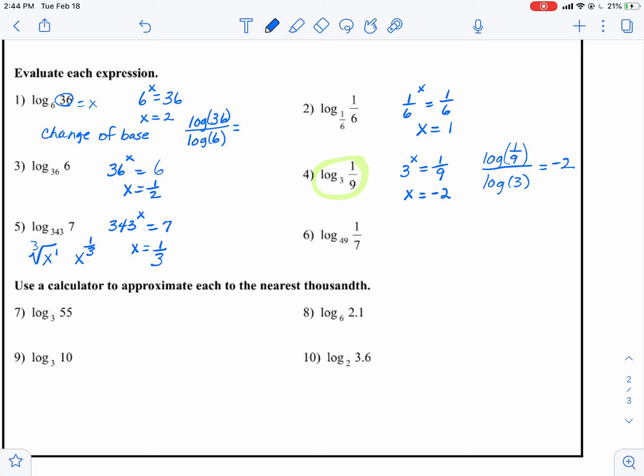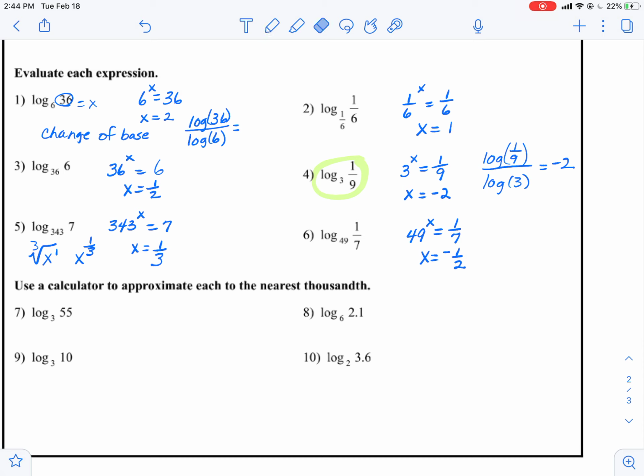Okay, next one, 49 to what power would be 1/7? Okay, can you figure that out on your own? Okay, so it would be the square root, which would be the 1/2 power. But that would give you 7, so we need it as a -1/2 to do the reciprocal of. Okay? So again, it comes down to just knowing your powers and your rules, but that is evaluating expressions if I can do them without a calculator.